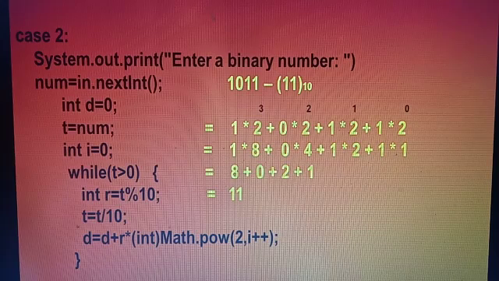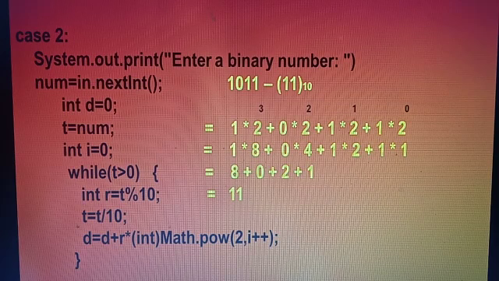So int d = 0, t = num, that number will now be t. Int i = 0, then you have to take the while condition, while t greater than 0, then open the curly bracket. Int r = t mod 10. You will get the r. Then t = t / 10, you will get the t.